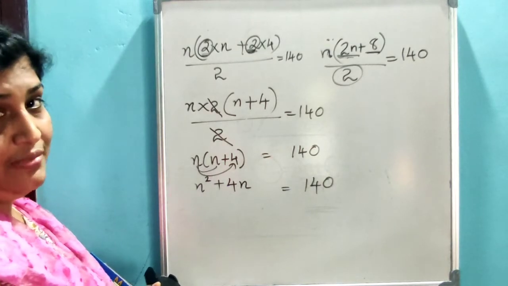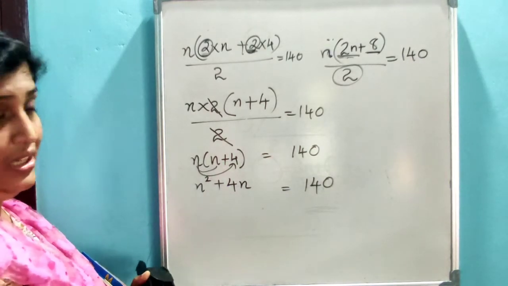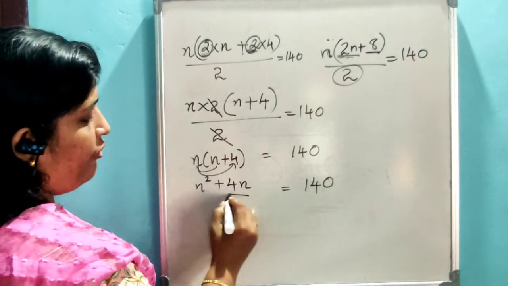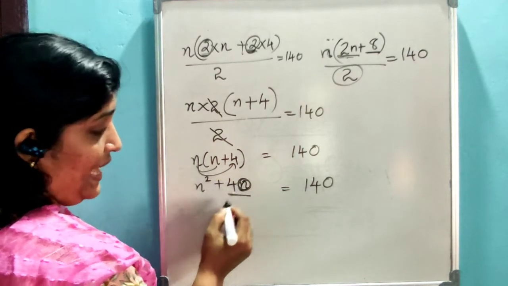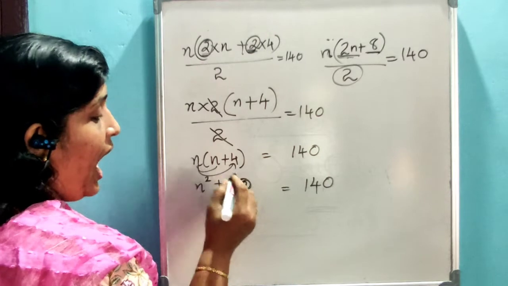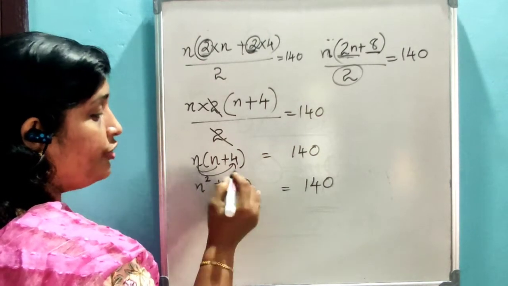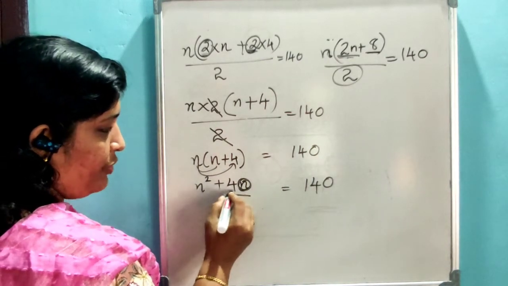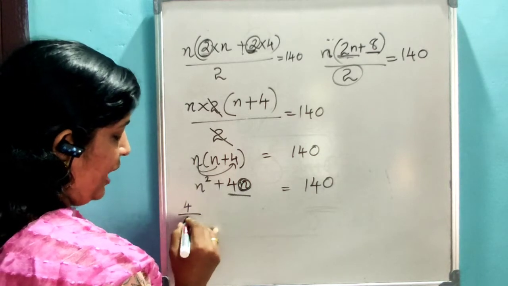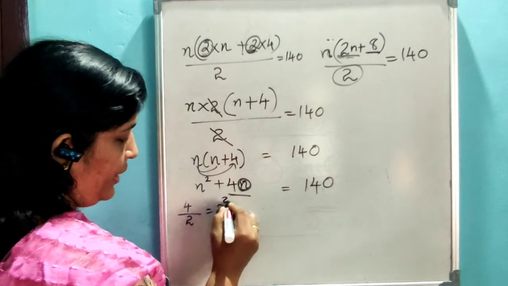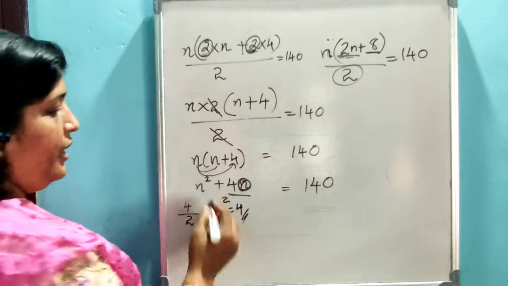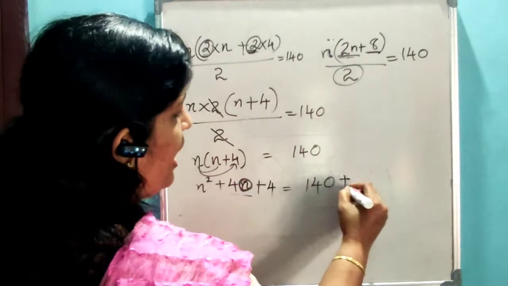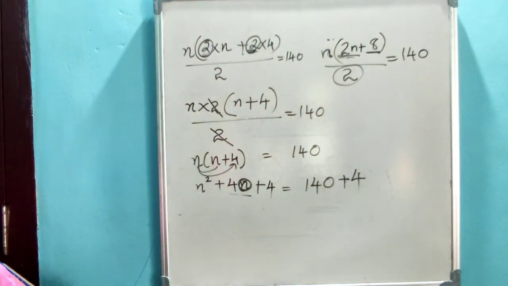Now we need to solve this. Which method? Yes, the square completion method. How do we complete the square here? Instead of x we have n, so the variable is n. Add the square of half of the coefficient of n on both sides of the equation. What is the coefficient of n? 4. What is its half? 2. What is its square? That is 4. So add 4 on both sides of the equation.